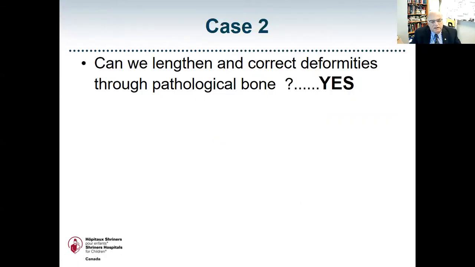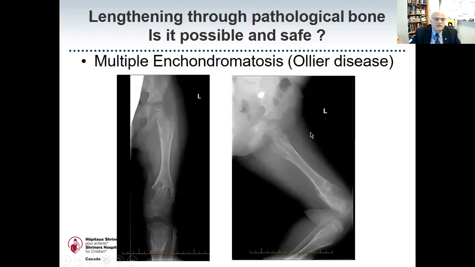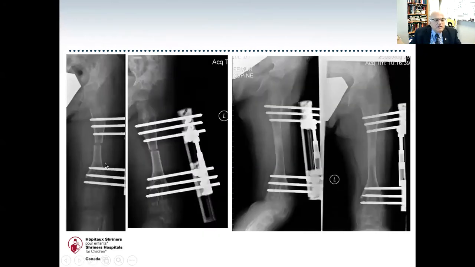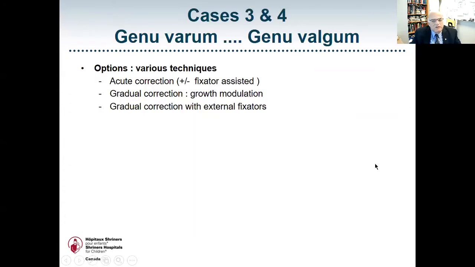The second case is, can we lengthen and correct deformity through pathological bone? And the answer is yes. There are many articles that have reported this. Here we have an example of multiple enchondromatosis, and you can see it affects the proximal and the distal part of the femur. It was decided to lengthen the femur, so a uniplanar fixator was applied. As you can see here, the pins go through pathological bone in the proximal and the distal part, and a perfect regenerate was obtained.